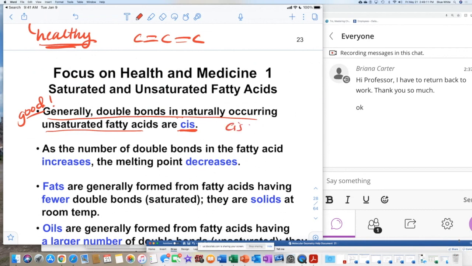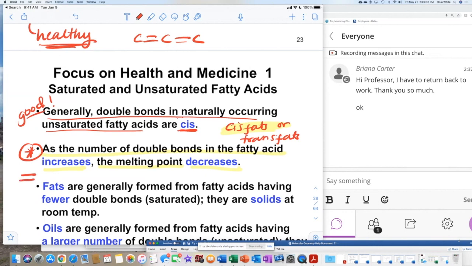So we have cis fats or trans fats. And the message here is cis fats are good, trans fats are bad. Okay? So as the number of double bonds in the fatty acid increases, the melting point decreases. What does this mean? So you want to know this statement. This is a very important statement.